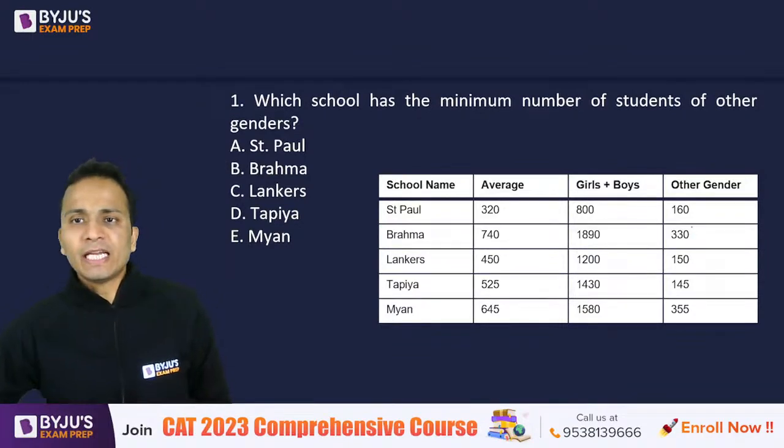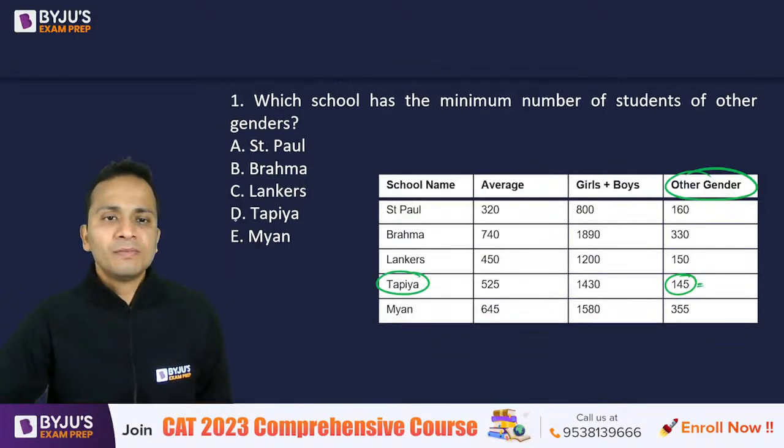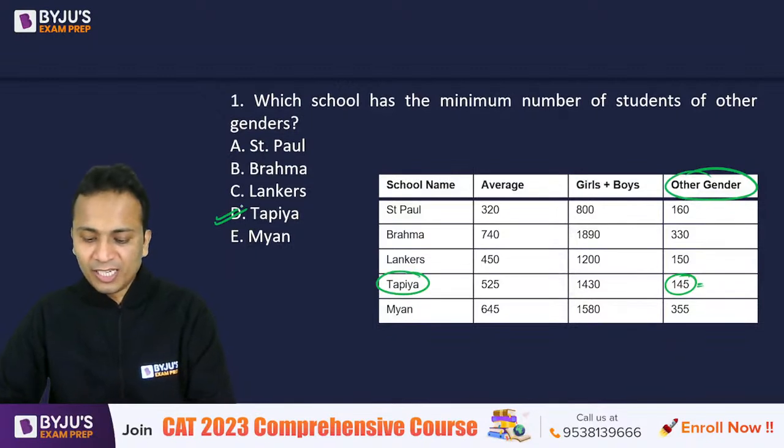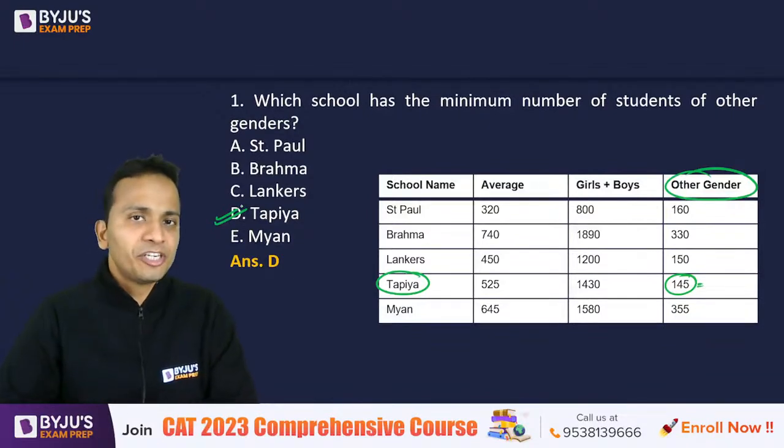So based on this data, minimum number of students of other gender. So other gender, minimum number of students in this table, it is 145, and it is for Tapia, which is option D. So option D, Tapia, should be the correct answer, and yes, it is. So first question was very straightforward.